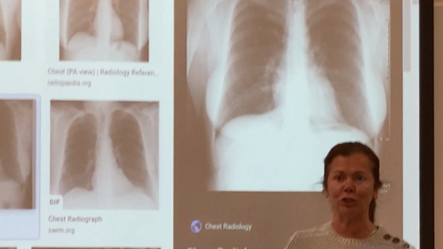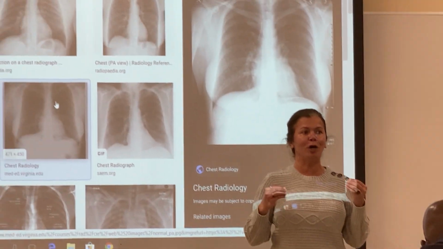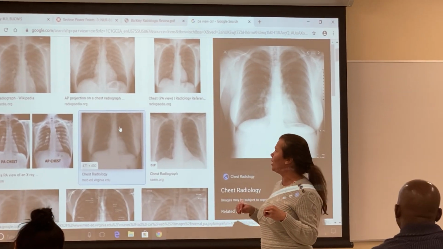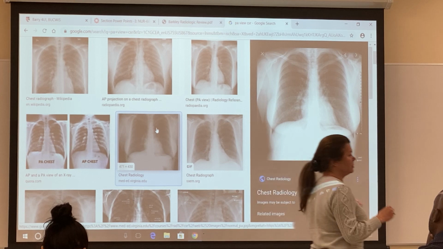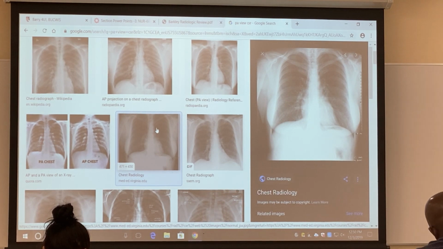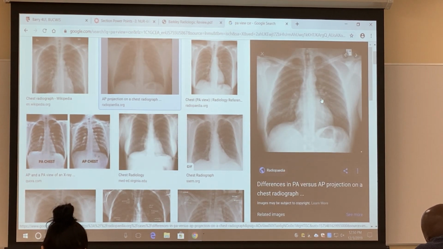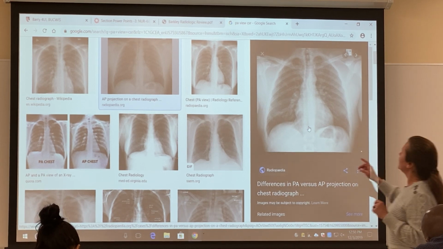So it's a minimal rotation, but for you not to have any rotation whatsoever, you must see both heads of the clavicle aligned. For example, do you see these two heads?